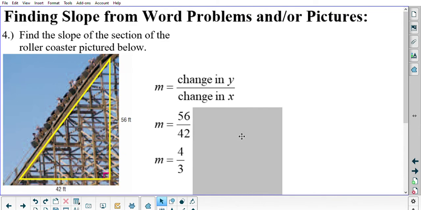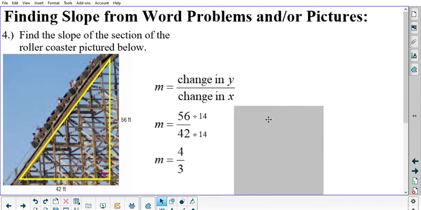Now, if you were not using a calculator, you would want to reduce this fraction, and you'd have to figure out the greatest common factor. I already typed this up for you. The greatest common factor was 14, and so this reduces to 4/3.